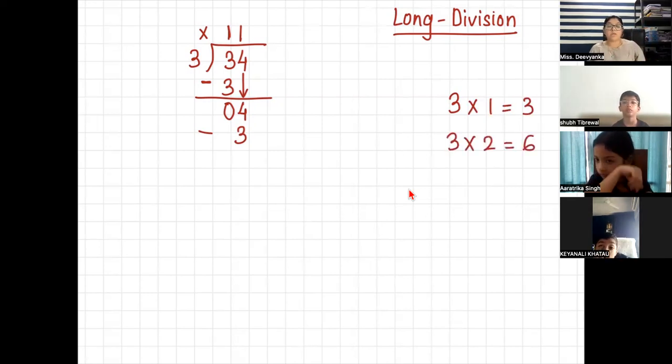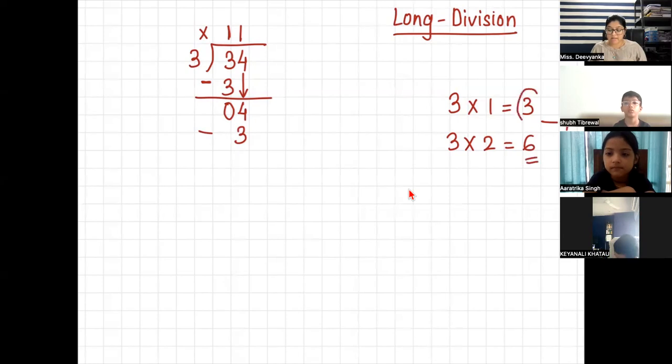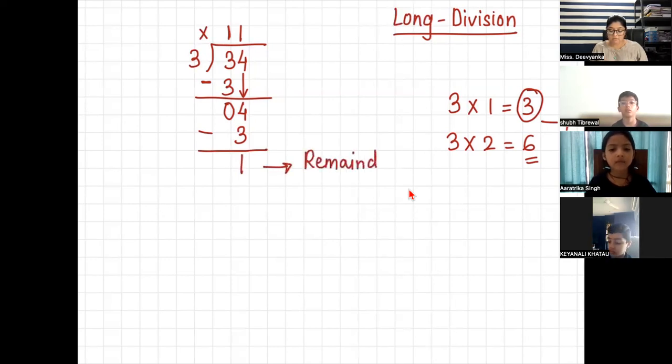Correct? What is happening here? My 4 is somewhere here in the middle between 3 and 6. And I cannot subtract a bigger number from a smaller number. That's why I have to take the smaller number first. Hence, we are doing 4 minus 3 here. And now what is 4 minus 3? 1. So this is your remainder, because 1 will never come in the table of 3.